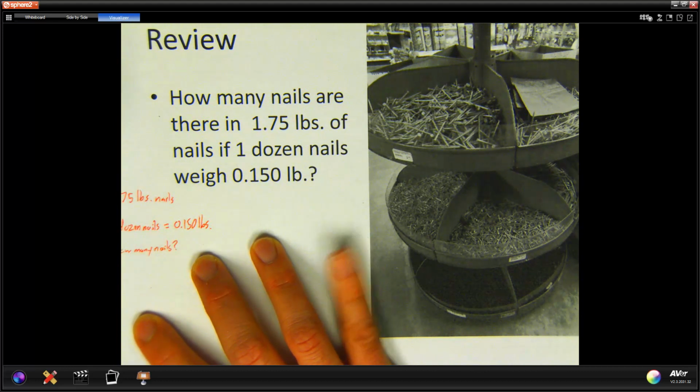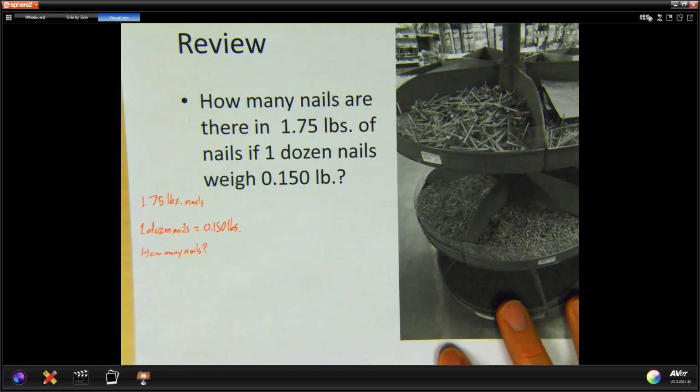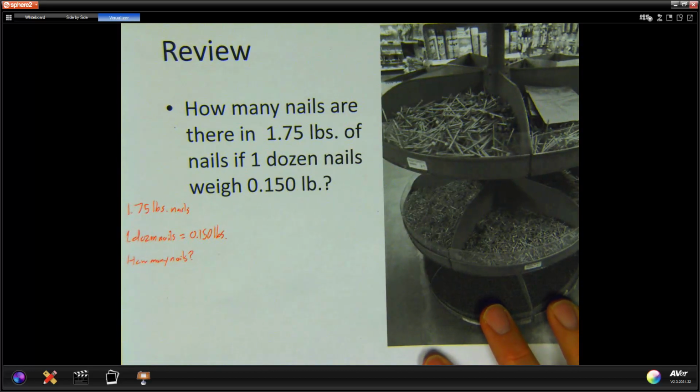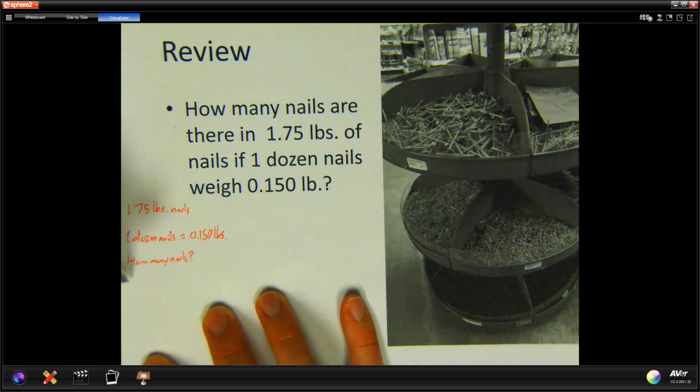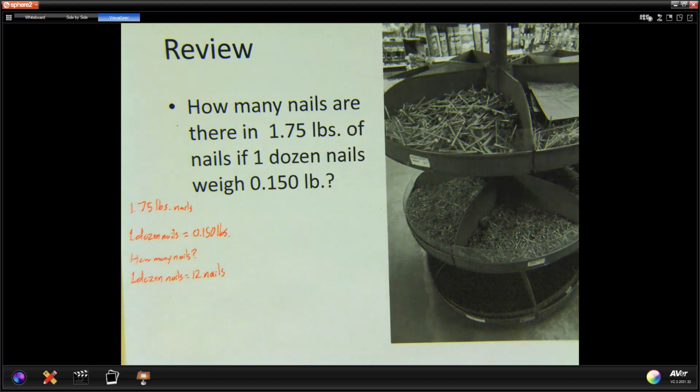Okay, and there's one additional piece of information here that you are not given. I'm sorry, let me move that over so you can see that. There's one additional piece of information that you're not given, but you probably already know, and that is, what does the word dozen mean? So if you didn't know, 1 dozen nails means you have 12 nails. Okay, so we all know that. We all know what a dozen means. But we need to have that information in order to solve this problem.